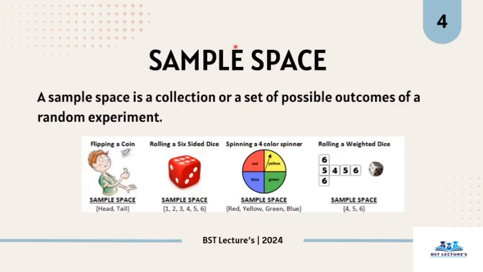Sample space. Sample space is a collection or set of possible outcomes of a random experiment. Suppose, let us consider an experiment of rolling a six-sided dice. The outcomes of the six-sided dice are 1, 2, 3, 4, 5, and 6. These are the sample space. The sample space is a set of all possible outcomes of an experiment.